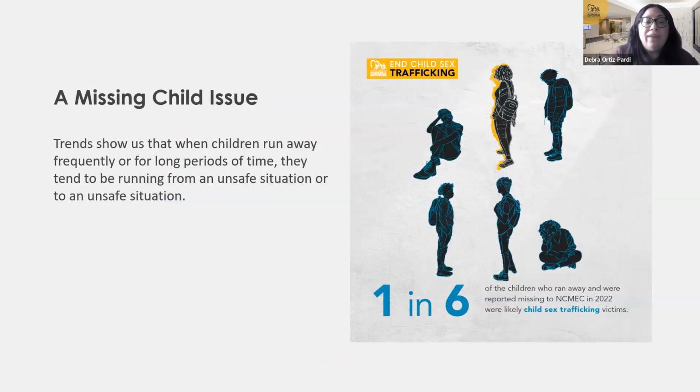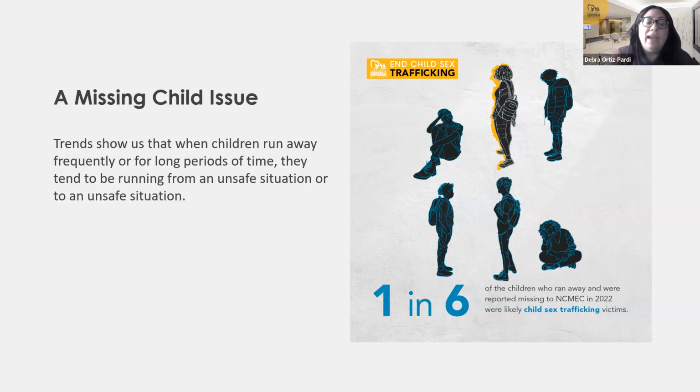Okay, so while child sex trafficking is not the only issue that we work on at NCMEC, we have developed specialized teams and a specialized response for these types of cases, because we know that child sex trafficking is also a missing child issue. And running is probably the biggest endangerment when it comes to this. We estimate that 1 in 6 children who had run away and were reported to NCMEC last year were likely victims of child sex trafficking.